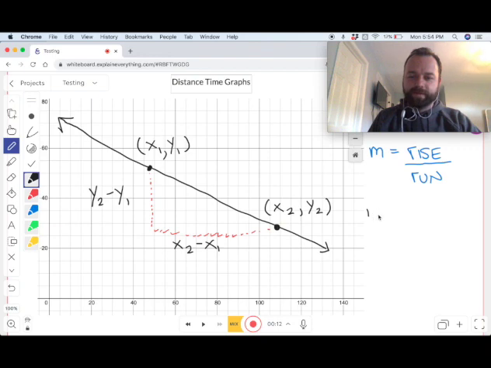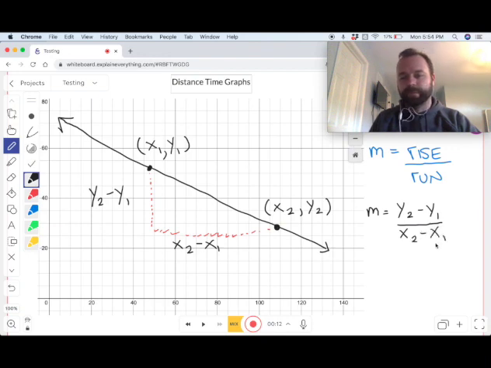And that lets me create a different version of the slope formula. I'm going to find the difference in the y values, y2 minus y1. And I'm going to divide that by the difference in the x values, x2 minus x1. And if I can do that and simplify, I will find my slope.